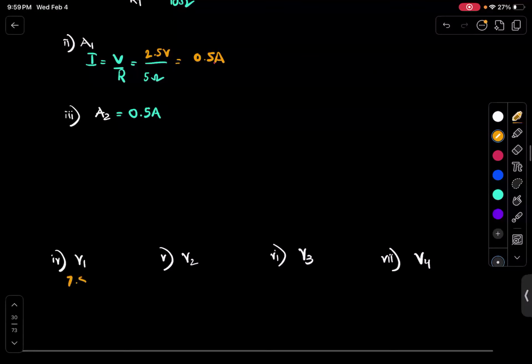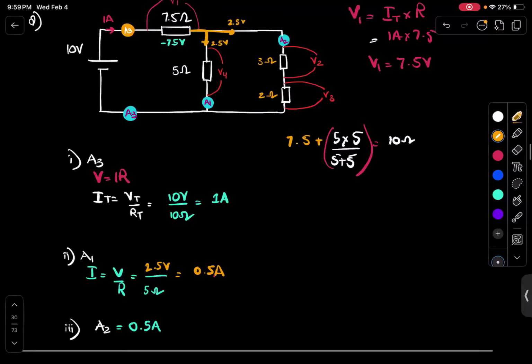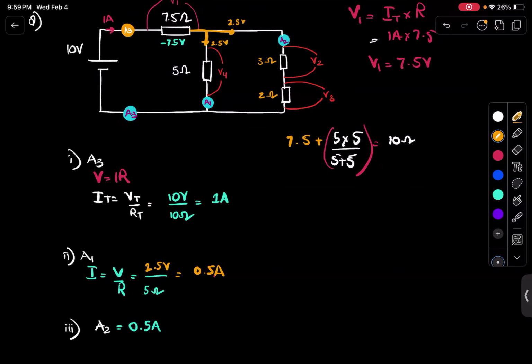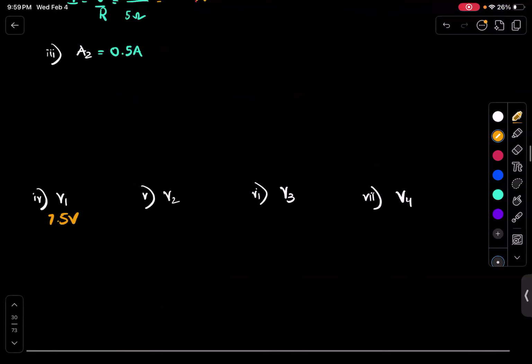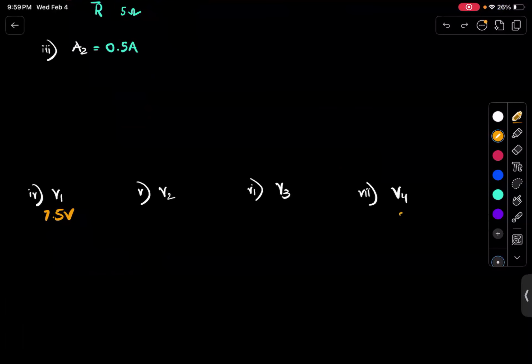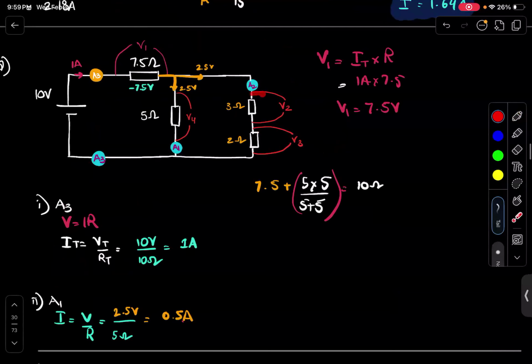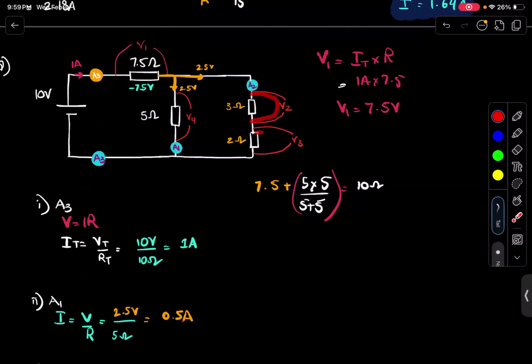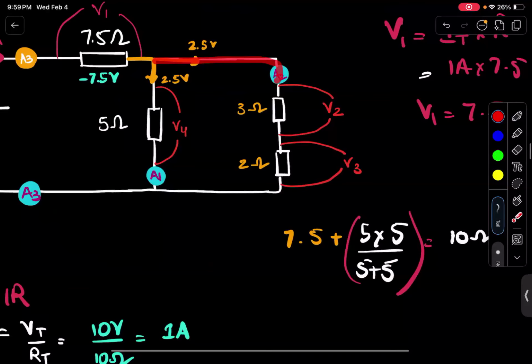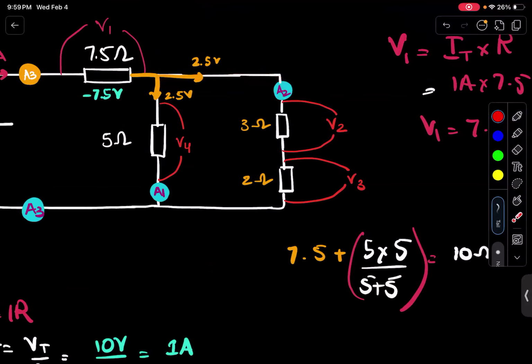And what was V1? We figured that out, 7.5 volts. What was V2? Have you figured out V4? Yep, V4 has been figured out: 2.5 volts. Okay, now check this out. V2 and V3, be careful. They're not asking for the total voltage at the junction. They are asking what is the voltage drop over here between these 2 points, right?